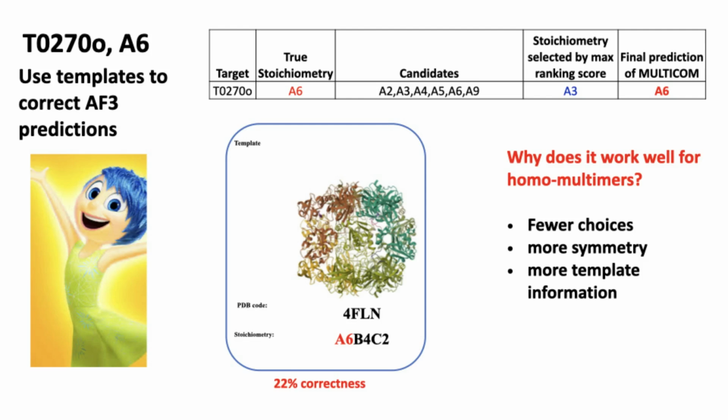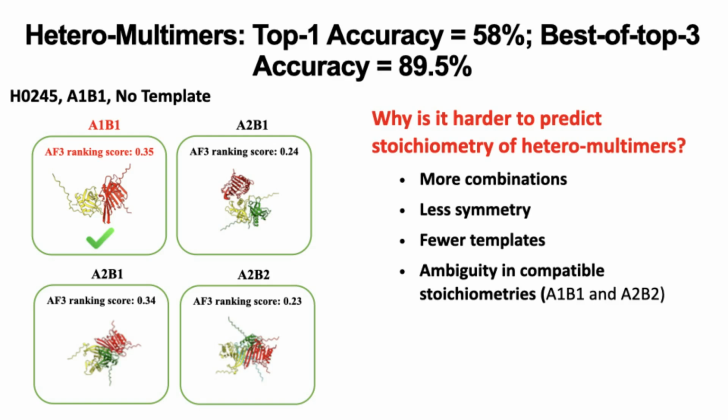Here's a heteromultimers. Actually, the top one accuracy is lower, 58%. But if you consider best of 3, it's about 90%. Here's one example. Here's no template. We correctly select A1, B1 as a prediction.